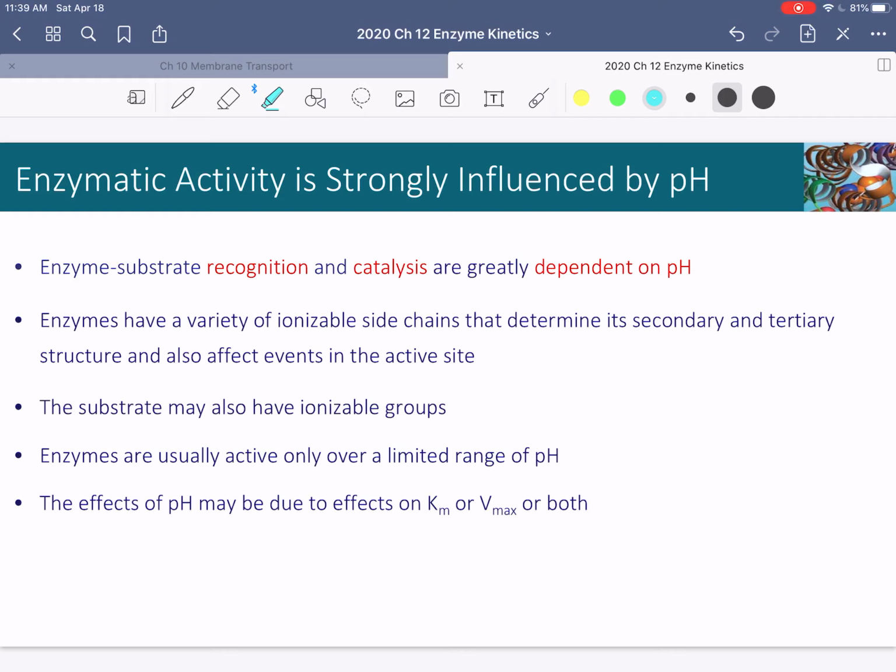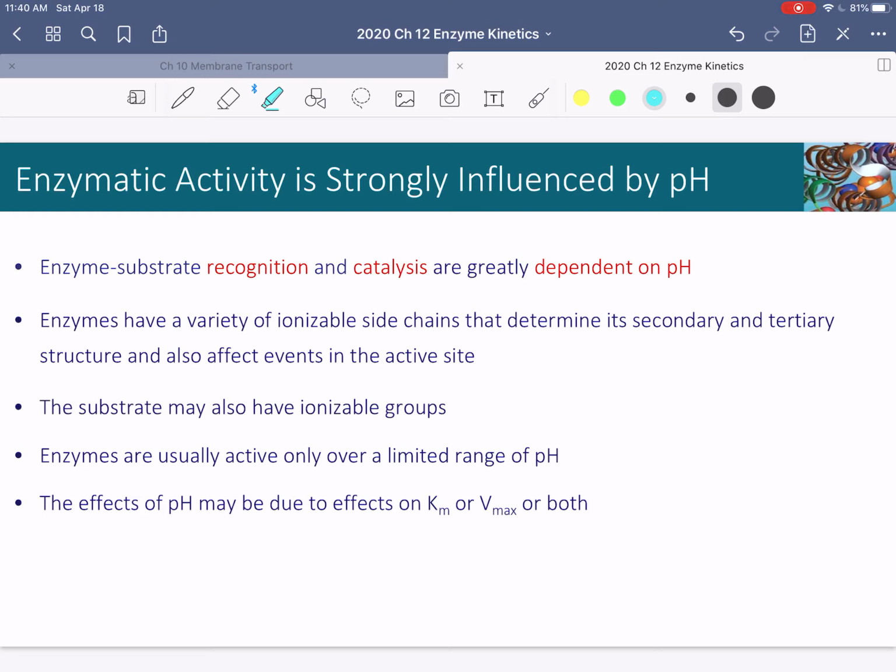Enzyme activity can be influenced by the concentration of enzyme that you start with. Obviously, at a given enzyme concentration, increasing substrate concentration is going to matter until you saturate the enzyme. But it can also be influenced by other things, such as pH. At extremes of pH, you can actually destroy the enzyme, right?